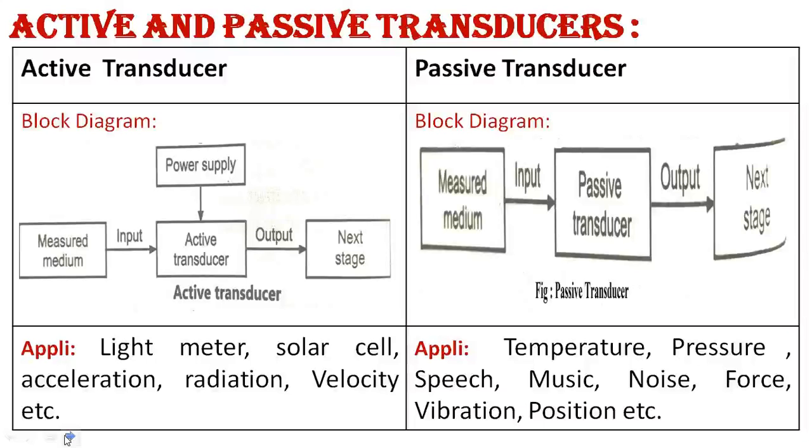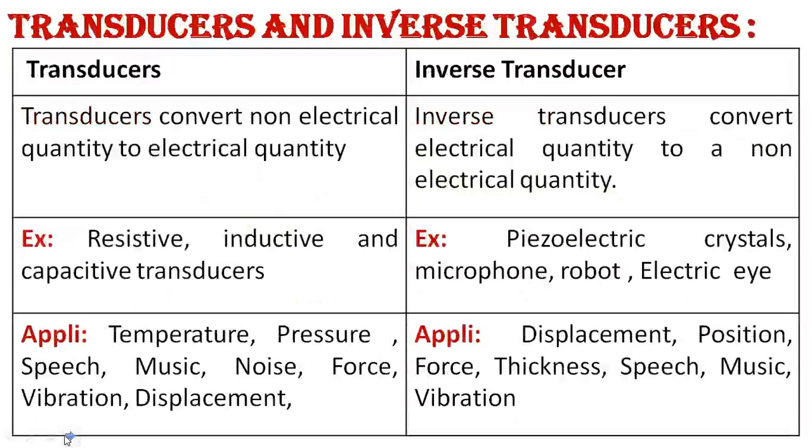Applications of active transducers: light meter, solar cell, acceleration, radiation, and velocity. These are the examples or applications of the active transducer. And passive transducer applications are temperature, pressure, speech, music, noise, force, vibration, and position. These are a number of applications of the passive transducer.